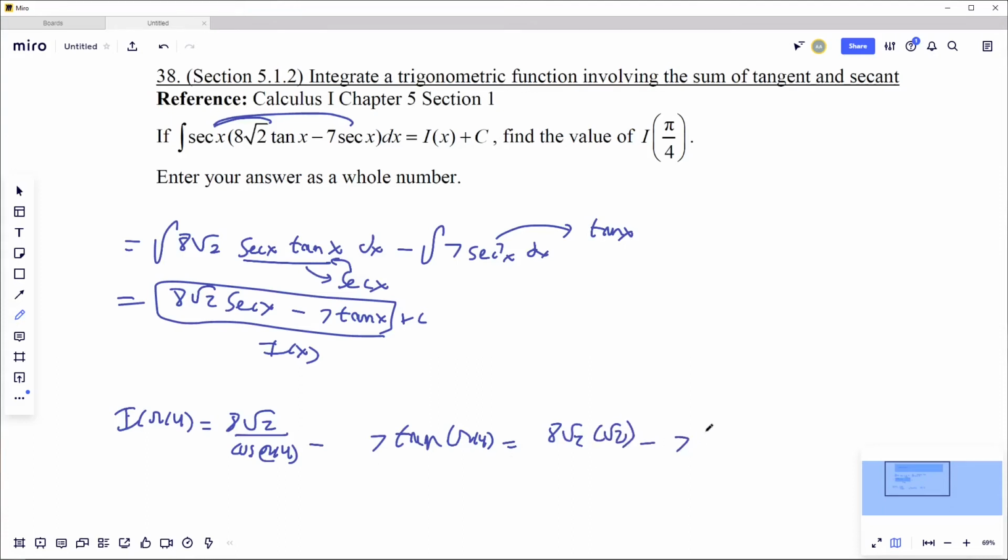Minus, you can do this with the calculator, but I prefer doing it mentally. 2 radical 2 gives you 2. So 8 times 2 you get 16. 16 minus 7 you get 9. So your answer is 9.